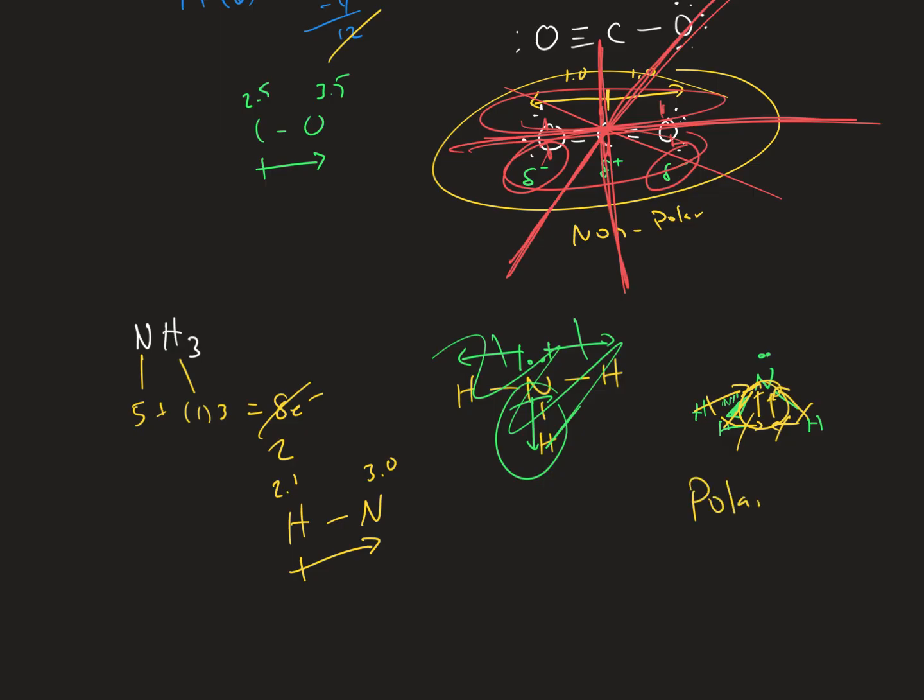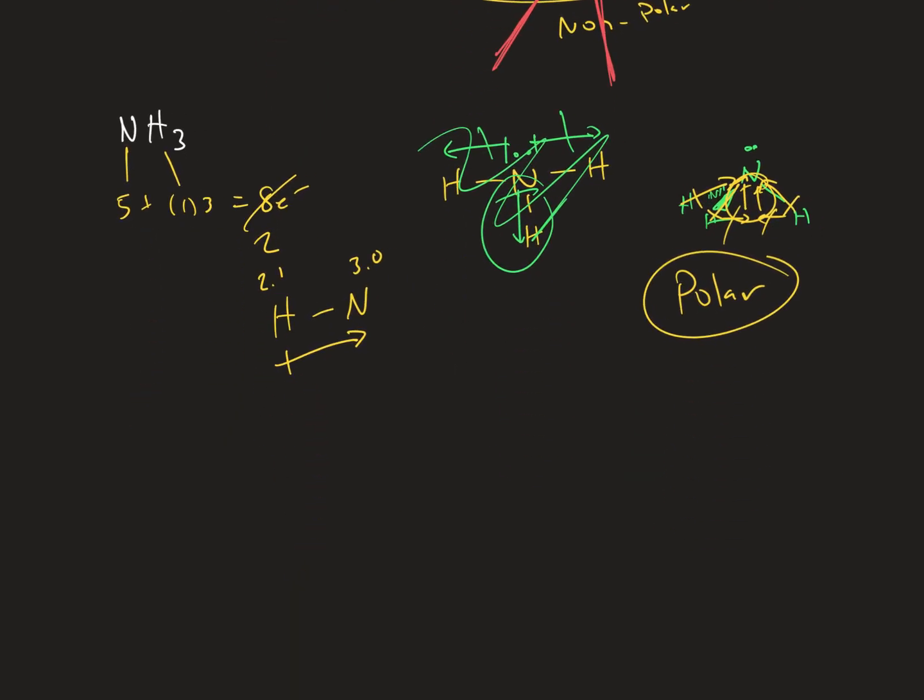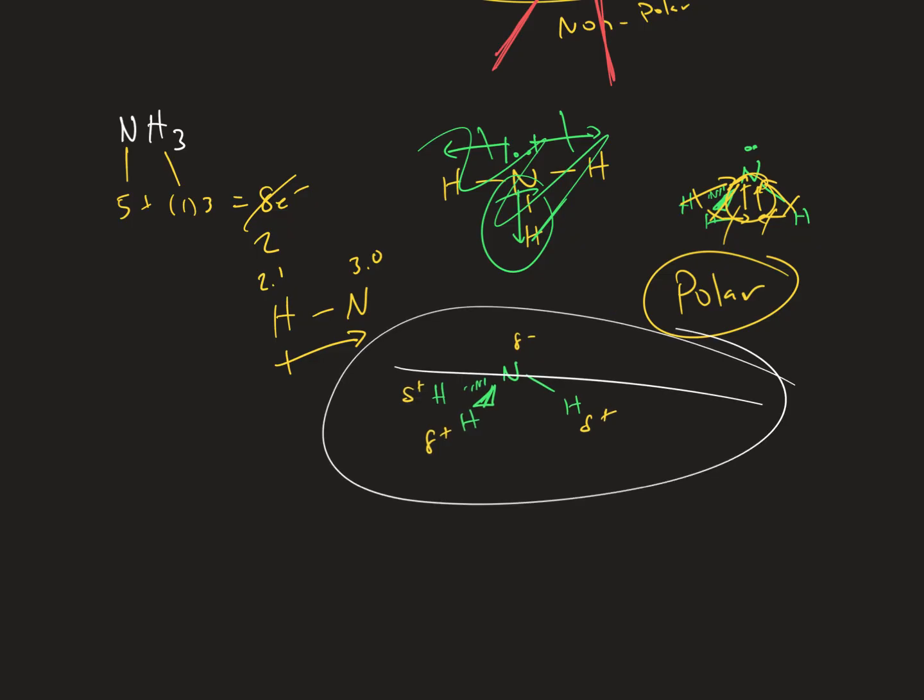Now let's do the line test, shall we? Let me redraw this because I made a mess out of it. So this is partial positive, partial positive, partial positive, and partial negative. Can we draw a line that separates the negatives from the positives? Yeah, right there. But it wouldn't work with the top one, the structural. That's why you have to know the molecular geometry.